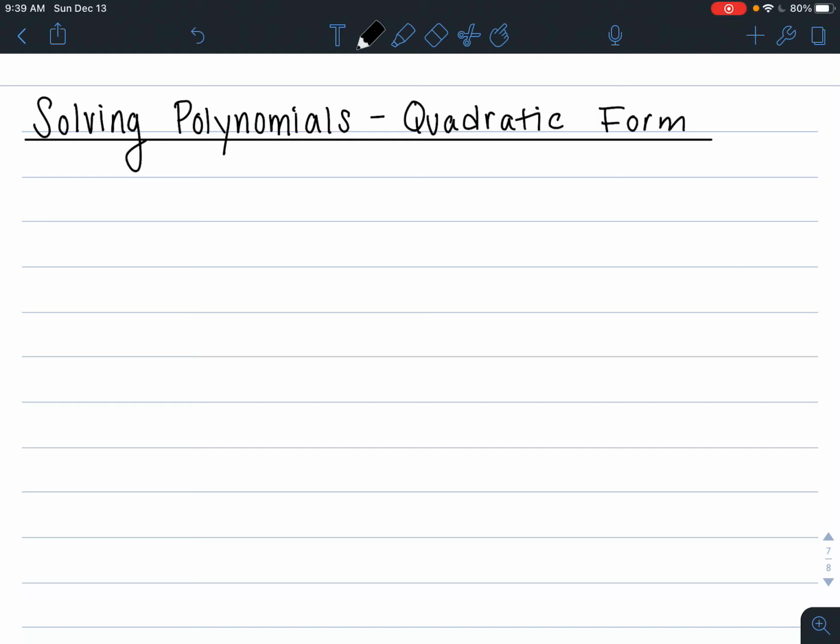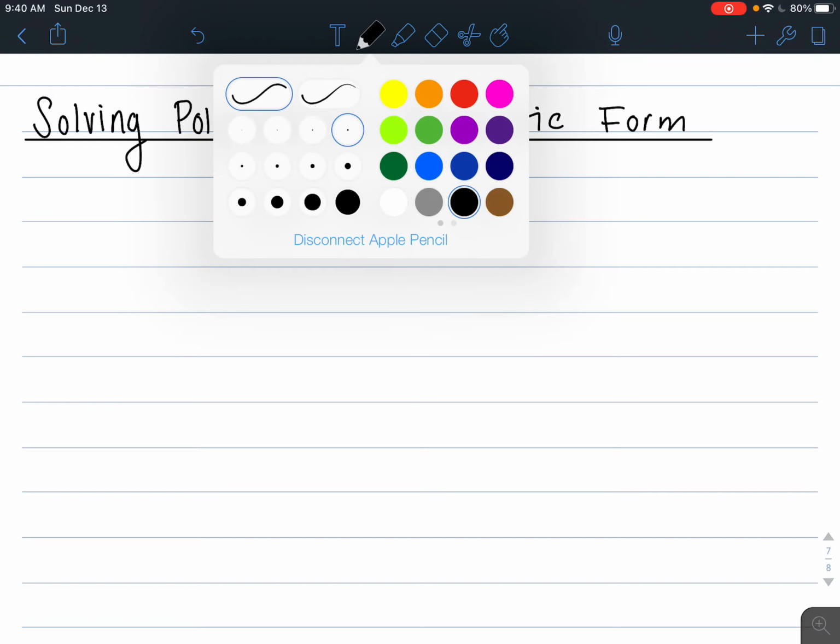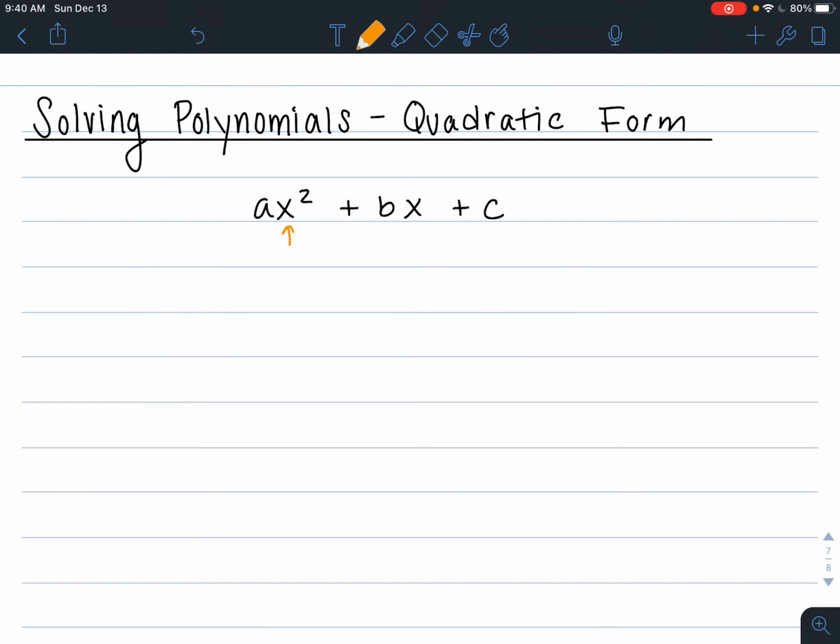So let's talk about quadratic form. You've probably factored quadratic equations before, right? Quadratic form is something that looks like ax squared plus bx plus c, where a, b, and c are the coefficients. In other words, this variable is the middle variable squared.